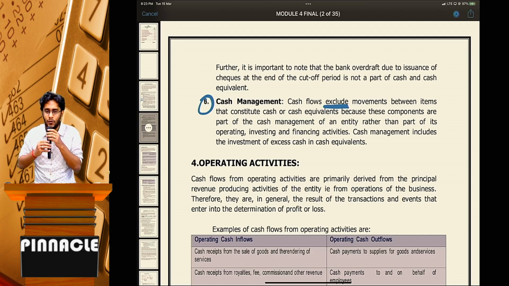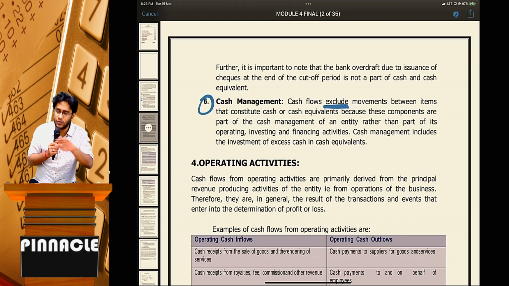Cash reduced, one treasury bill investment purchased. But overall, did cash and cash equivalents change? No. Since it did not change, you should not report it as an investing activity anywhere. Similarly, you took cash and deposited it in the bank. Cash reduced, but bank increased. Cash and cash equivalents did not change. This item will not come anywhere in your cash flow statement. Cash flows exclude means don't show this in the cash flow statement.